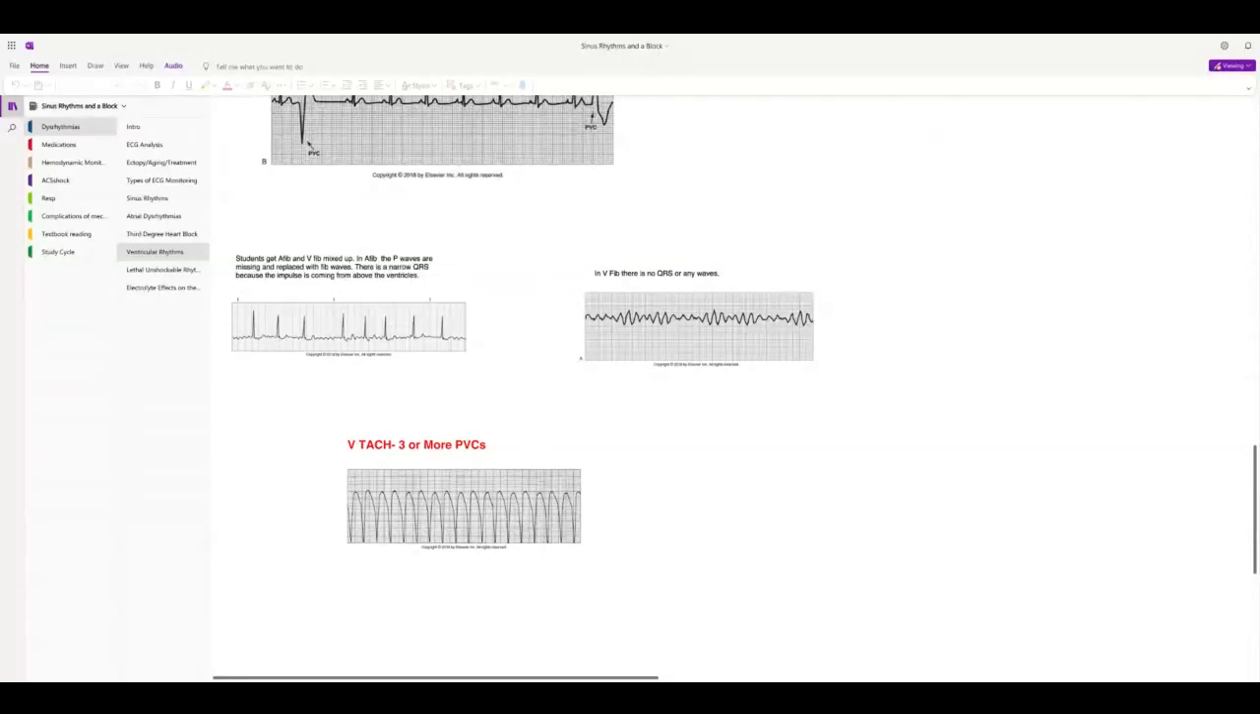And in AFib too, the atria are not contracting, they're just quivering. That's why we have to worry about them getting thrombus in their atria, because they're not pushing the blood around. The blood is just stagnant because the atria aren't contracting.